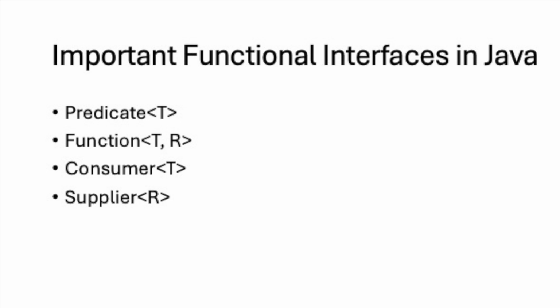As we have seen in our earlier videos, functional interfaces can contain just a single abstract method. They are used primarily in lambda expressions and method references. Java provides basic functional interfaces inside the package java.util.function. Let's try to explore each one in detail.